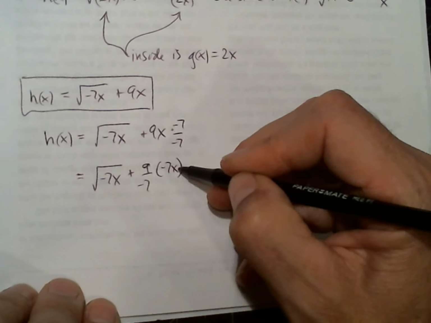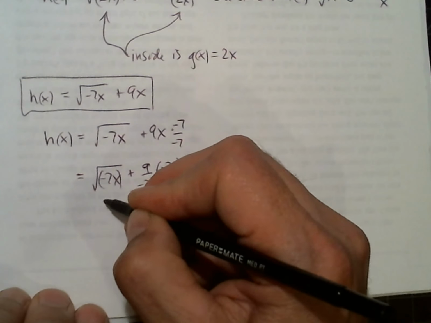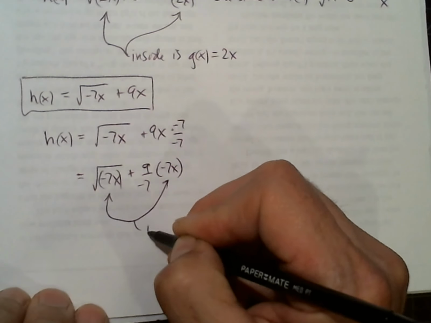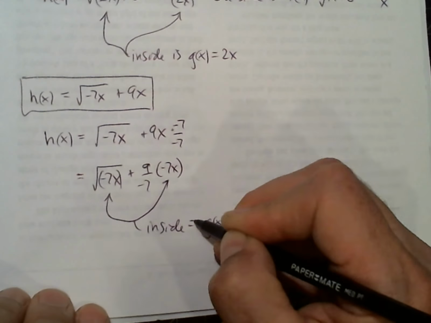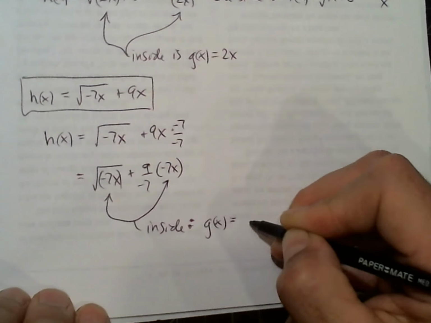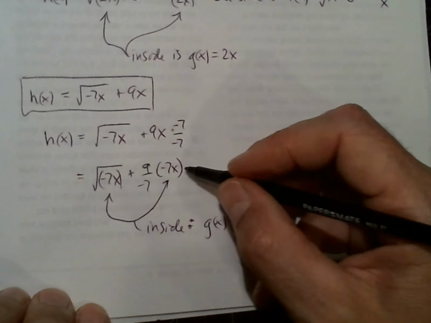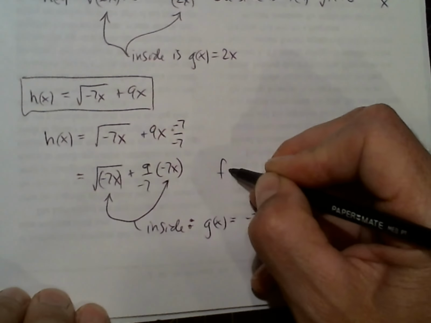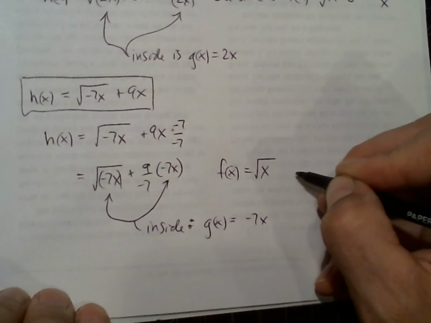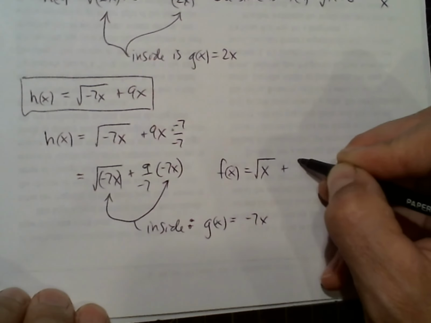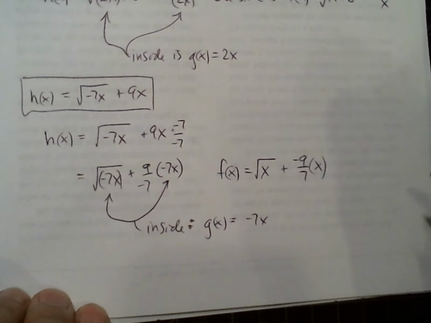So now we see the negative 7x by itself, and then we can identify that as the inside, and that's going to be g of x equals negative 7x. Everything else outside of the parentheses is f of x. So that's going to be radical what used to be negative 7x, and then we'll have negative 9 over 7 times x.